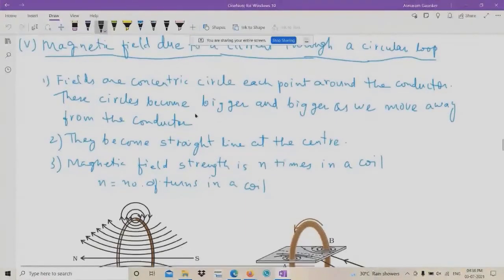So these are the points you have to remember. The field lines are concentric circles at each point around the conductor. These circles become bigger and bigger as we move away from the conductor. They become a straight line at the center.